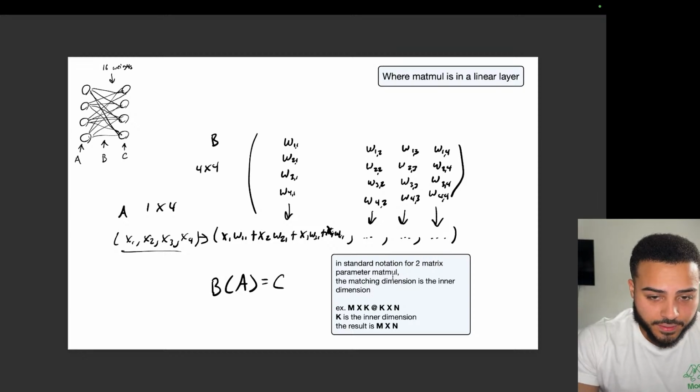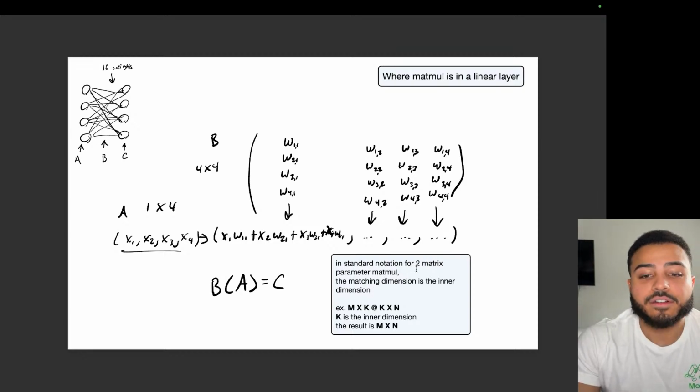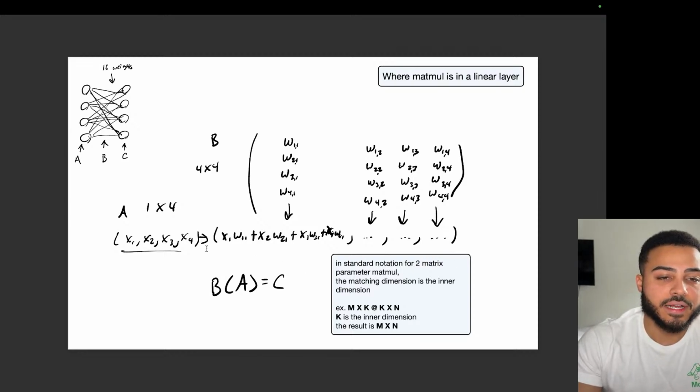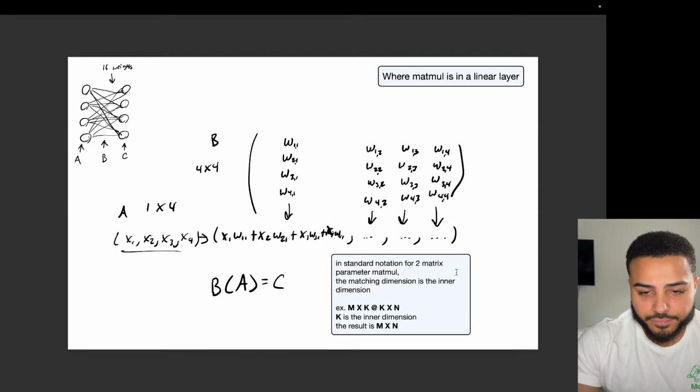And then in the standard notation for a two matrix parameter, like B and A in this matrix multiplication, the matching dimension, that K, is the inner dimension. So here 4 matches 4, and then the result is those dimensions without the matching inner dimension.